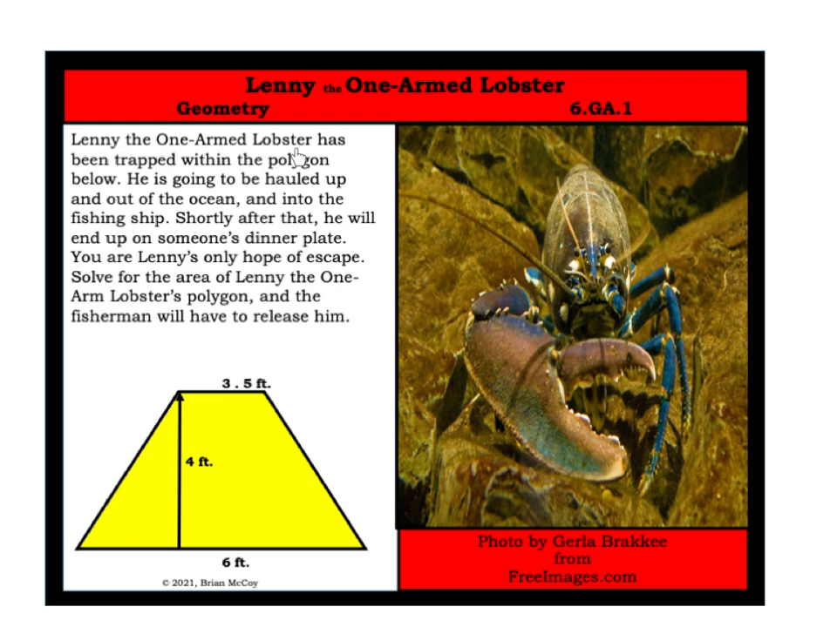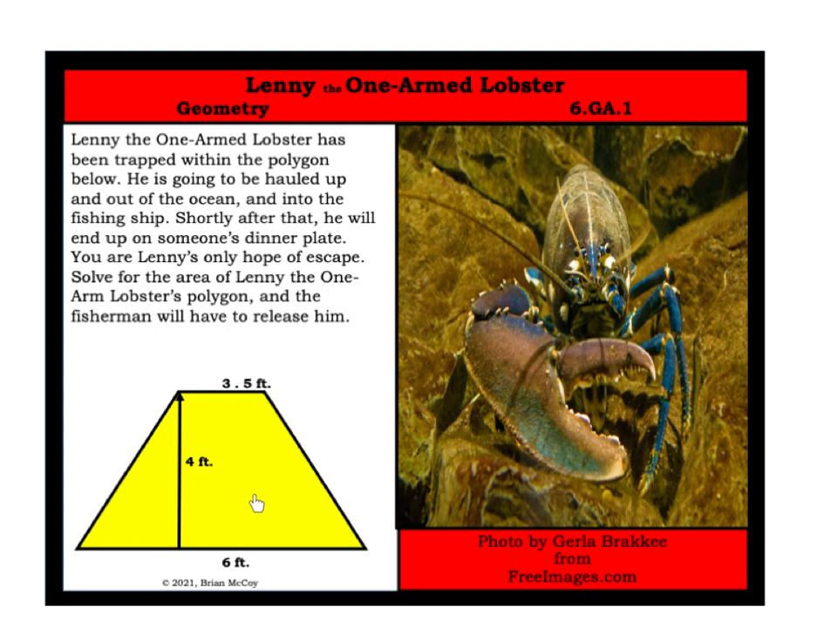Lenny the one-armed lobster has been trapped within the polygon below. Right there, my friends. He is going to be hauled up and out of the ocean and into the fishing ship. Shortly after that, he will end up on someone's dinner plate. Yeah, ouch, that's no good for Lenny. Only you can help Lenny escape. Excuse me, that is actually not what it said. You are Lenny's only hope for escape, right? Solve the area of Lenny the one-armed lobster's polygon right here, and the fisherman will have to release him back into the ocean, and then Lenny can go enjoy his life again, right?